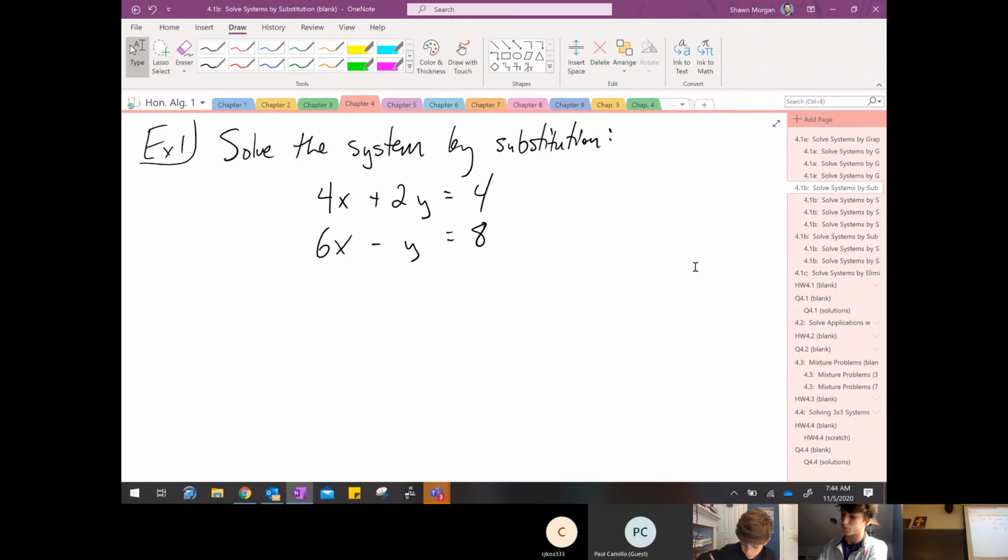Luke, what variable are you getting by itself and in which equation? The first one, you're getting y by itself. Okay, not too bad. Charlie, which one are you getting by itself? Y in the second equation?